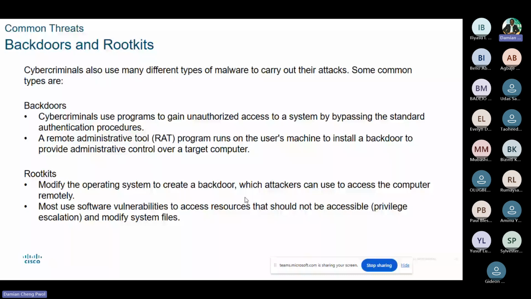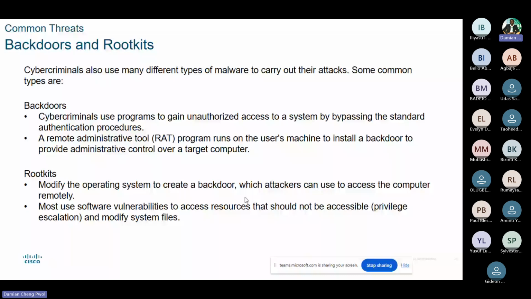A remote administrative tool, RAT: a program runs on the user machine to install a backdoor to provide administrative control over a target. So usually, the first thing many attackers want to achieve so that they can gain full access is to try to gain access to the administrative privileges.